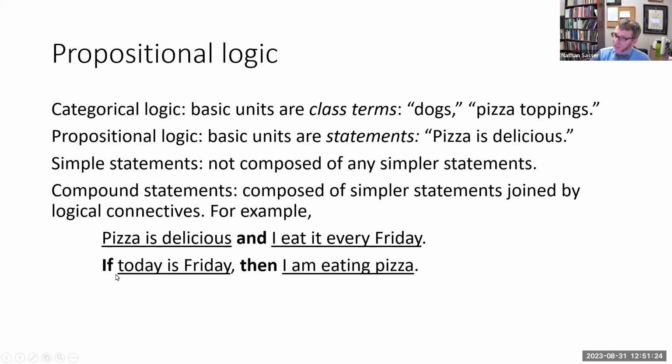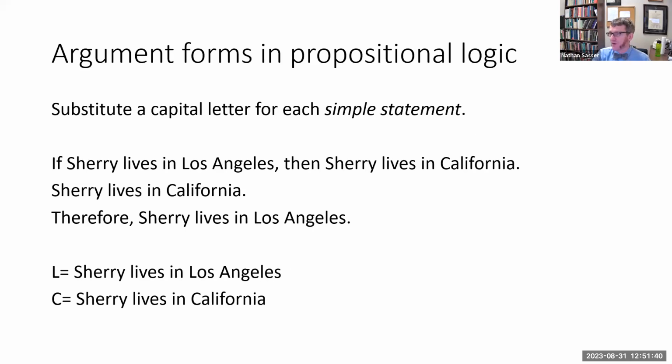Or take this conditional statement: if today is Friday, then I'm eating pizza. So simple statements: today's Friday, I'm eating pizza, joined together by the conditional if-then structure. So we've got simple and compound statements. Now the point of all this is as follows. If you want to come up with an argument form using propositional logic, then you're going to substitute a capital letter for each of the simple statements that are involved.